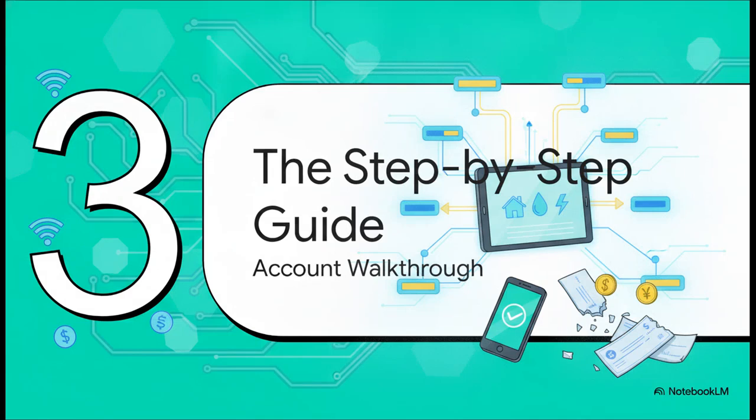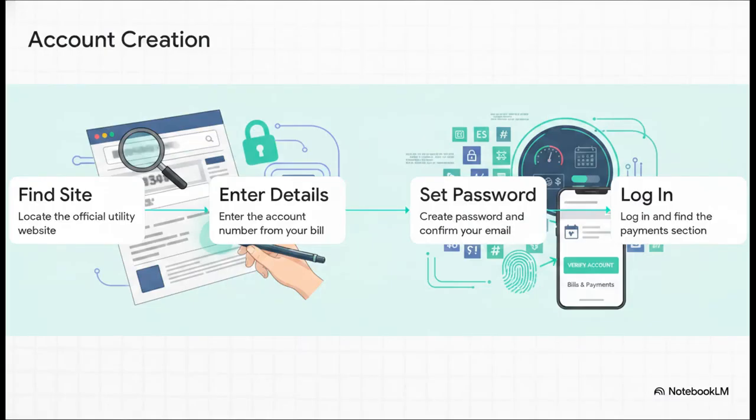All right, Section 3, the step-by-step guide. Let's walk through your account creation. Just follow these 4 simple steps to successfully create your account and get into your dashboard. Step 1, double-check you're actually on the official municipal or utility site. Look for that little padlock symbol in your browser's address bar so you know it's a secure connection. Step 2, carefully enter the specific account number exactly as it appears on your bill. Step 3, when you create your password, make it a strong one. Mix up those letters, numbers, and symbols. The system will usually send you an activation email right after, so go click that link to confirm your email. Finally, Step 4, log in and look for a button or a tab that says Bills and Payments, and boom, you're in.